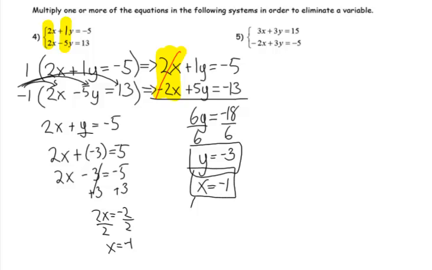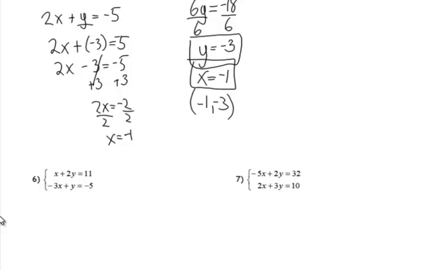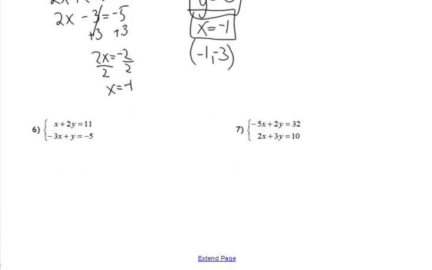And again, we can write that as an ordered pair: negative 1 and negative 3. All right, I'm not going to do the check, and I'm going to leave number 5 for you to do. But we're going to go ahead and, do I have another one? Yeah, down here. Okay.